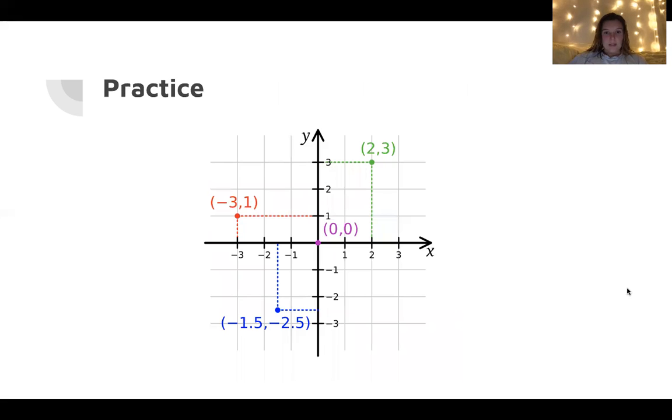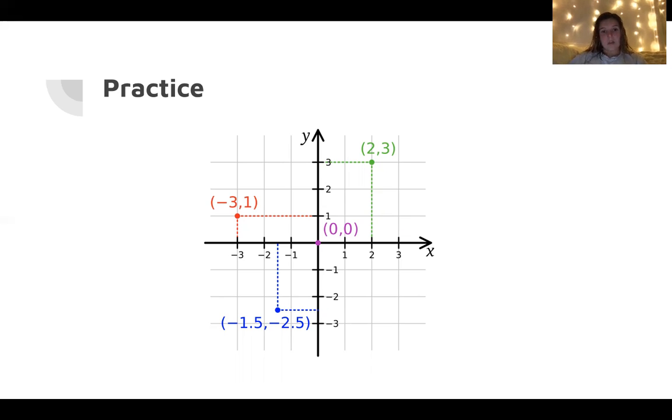So here's some practice, just so you can kind of see. So you can see in purple, there's the point 0, 0. We already went over that. That's the origin. Then you can see in green, you have 2, 3. Over 2, horizontal, so that's the x value, and up 1, 2, 3. That's the y value. Then in red, you have -3, 1 in quadrant 2.